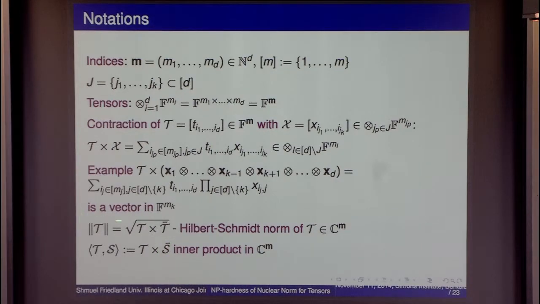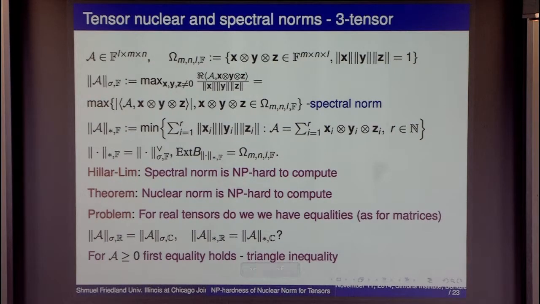Now, you see the difference between matrices and tensors, this is called the Hilbert-Schmidt norm. It's all history. And this is an inner product. So some people, of course, abuse notation. Frobenius and Hilbert-Schmidt are identical, but it's not exactly.